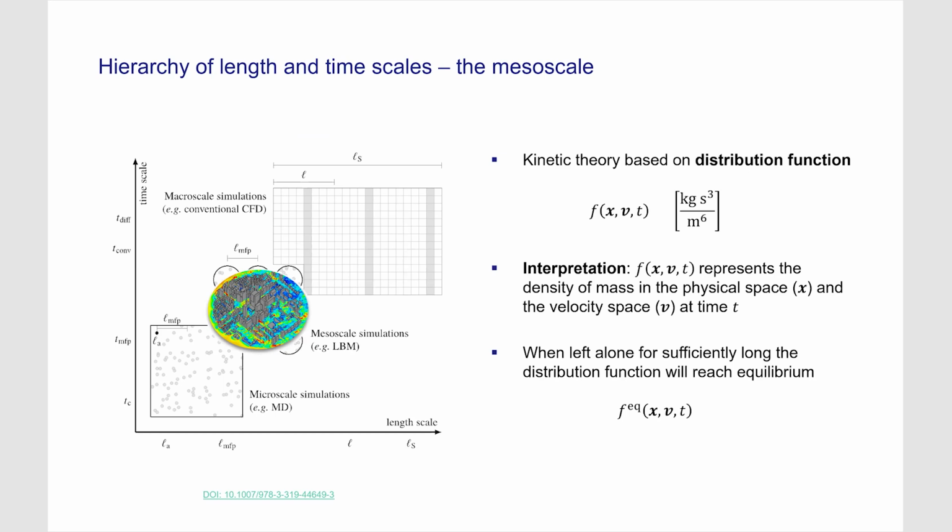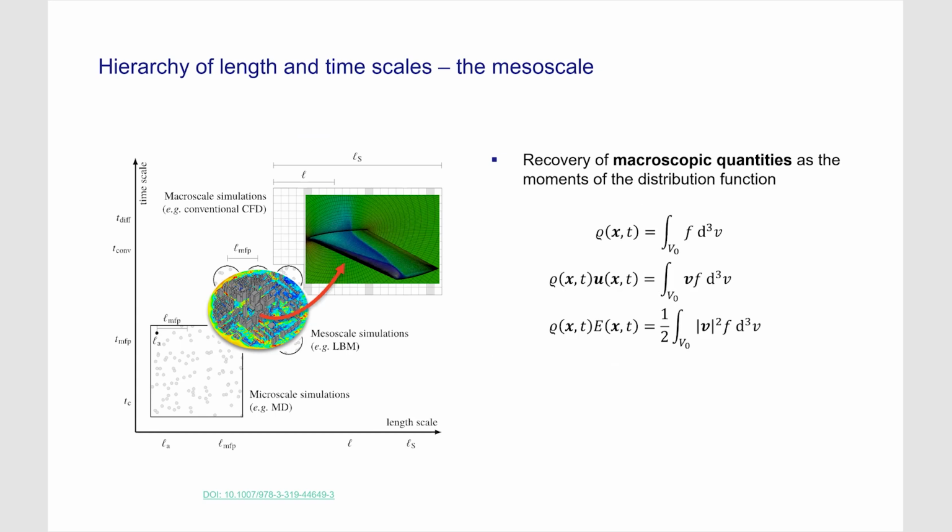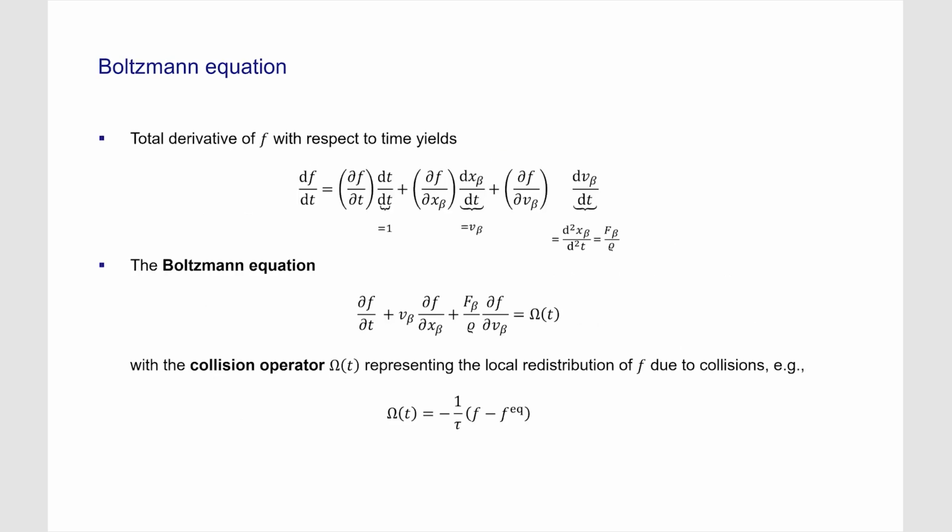And if you have had a look at how quantum computers work, they exploit this. I keep it at a very high-level look at LBM. If we leave this distribution function alone for long enough, it will reach some equilibrium. That's this f equilibrium. One can recover the macroscopic quantities, density, momentum, energy, by averaging over the velocity space. Then we are back at a 3+1 dimensional quantity.